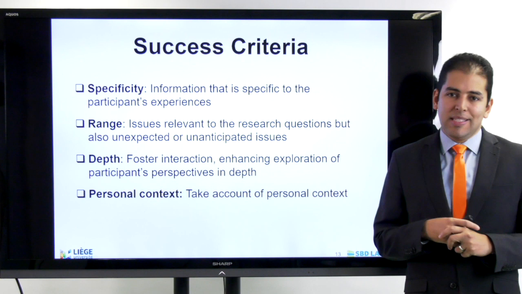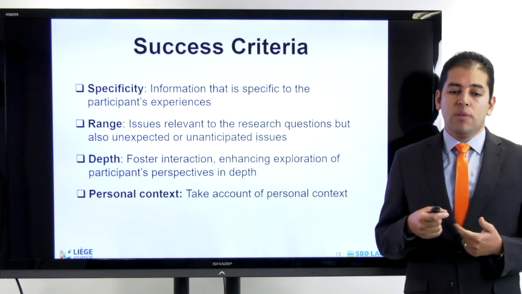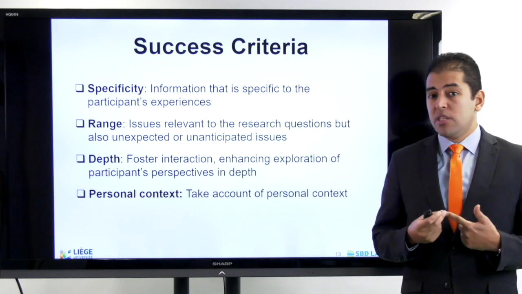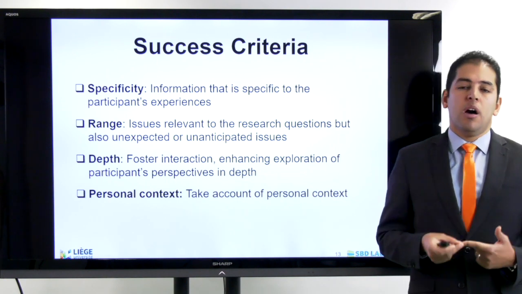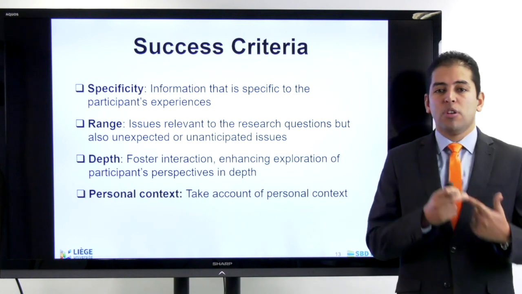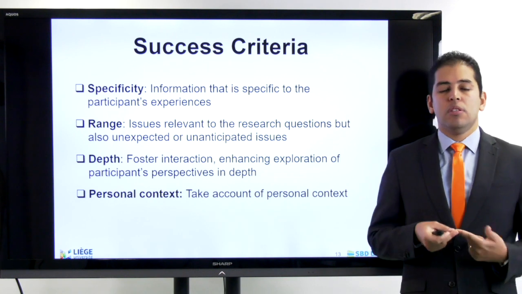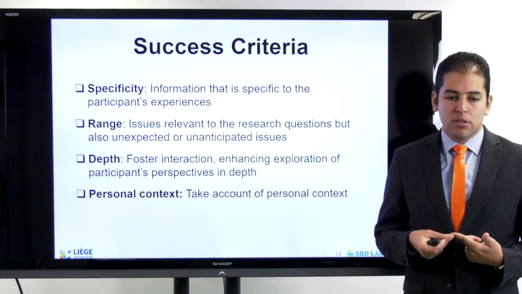Now, these are the success criteria for focus group discussion. First of all, specificity: the information that is specific to the participant's experience. You cannot ask people, in the context of a focus group discussion, about topics that they are not aware of or about which they are unable to provide any expertise or opinion.